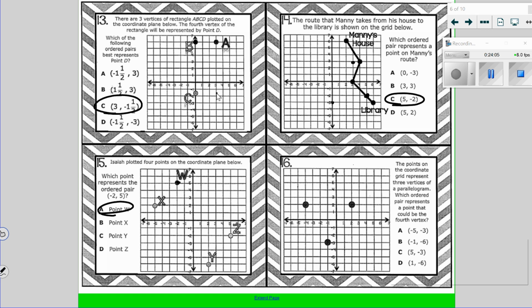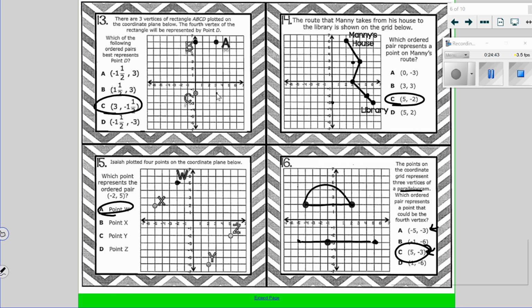16. Again, 3 vertices of a parallelogram. So I know it needs to be a parallelogram. That tells me the shape. Here is one base. That means the other base needs to be somewhere on this line. But it needs to be the same distance as what it is here, because that's one of the definitions of the parallelogram. Opposing sides are the same length. So I know it's going to be somewhere at the negative 3, which means it's either going to be A or C. If I go to negative 5, negative 3, that isn't the same distance as this. So that can't be it. So that means it has to be C, 5, negative 3.